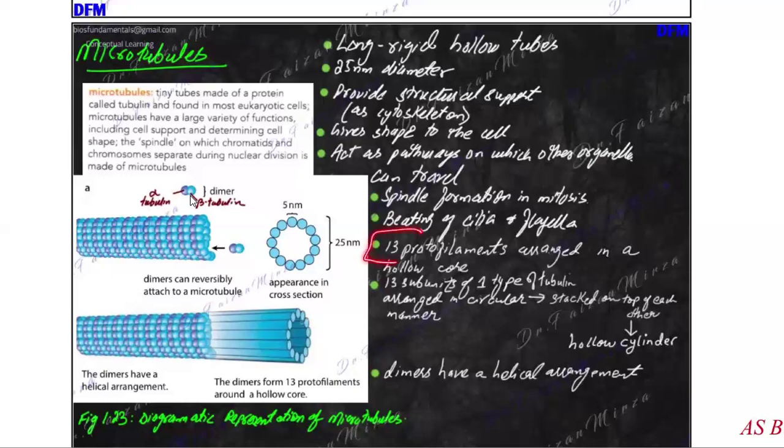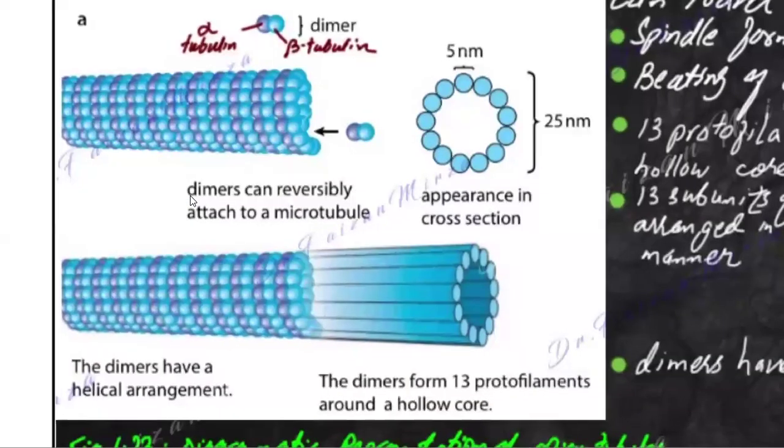The microtubules are made up of a total of 13 protofilaments arranged around a hollow core. What do you mean by 13 protofilaments arranged around a hollow core? Let's look at this diagram. In this diagram, you can see this tube here. This one tube is one protofilament. A microtubule is made up of such 13 protofilaments. I have highlighted just one here.